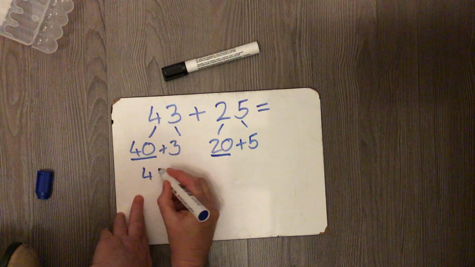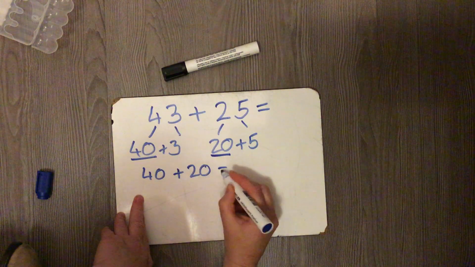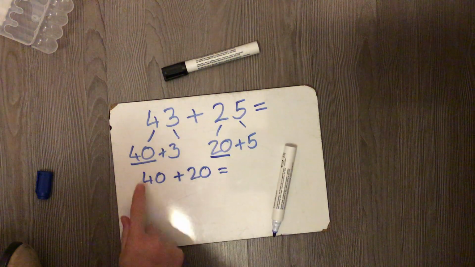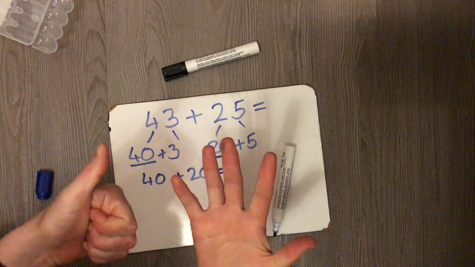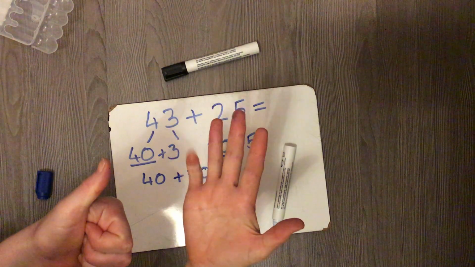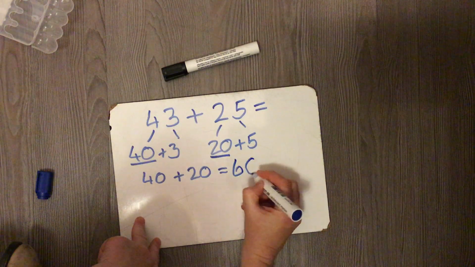So 40 plus 20 equals... 40 plus 20. So I start with the bigger number, 40, and I add 20. And then I'm going to count in tens. 10, 20, 30, 40, 50, 60. 20 plus 40 is 60.